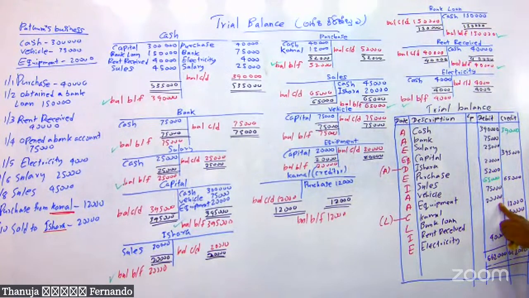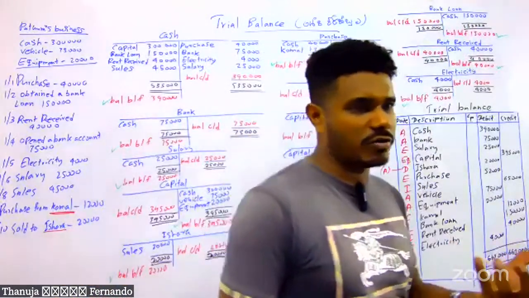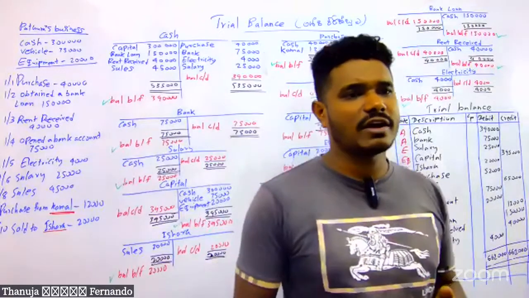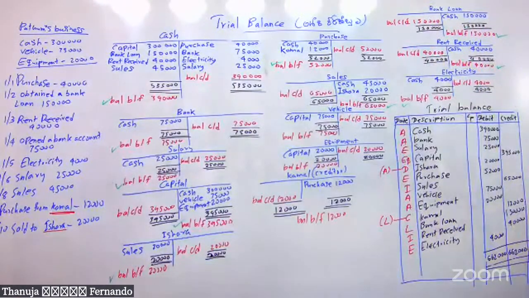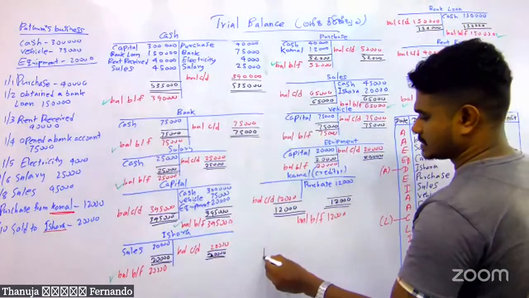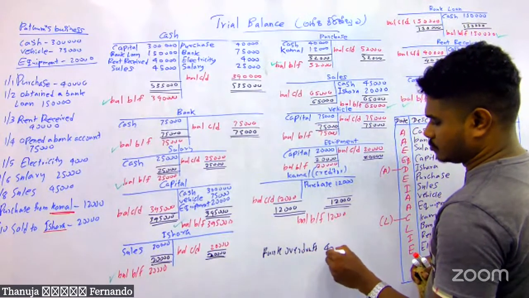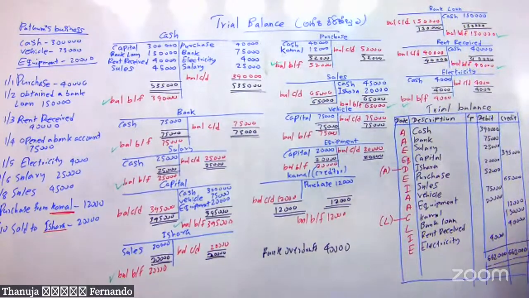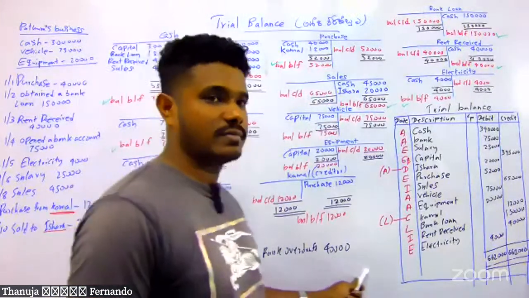So in here, the bank account. The bank account balance we have recorded on the debit side now, because we have a debit balance. So if it is a bank overdraft, then which side do we use to record? Let's say, as an example, instead of a bank balance, we got a bank overdraft of 40,000. Then which side do we record this? Tell me.